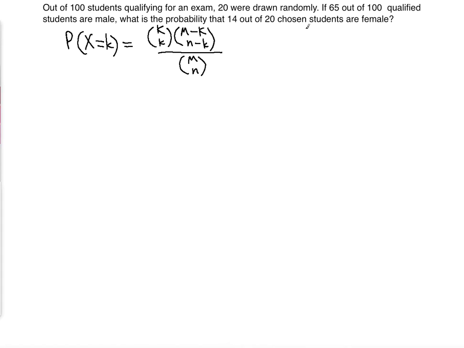Okay, so in this case M is going to be the largest number, which is 100. N is going to be the sample, which is 20 students.